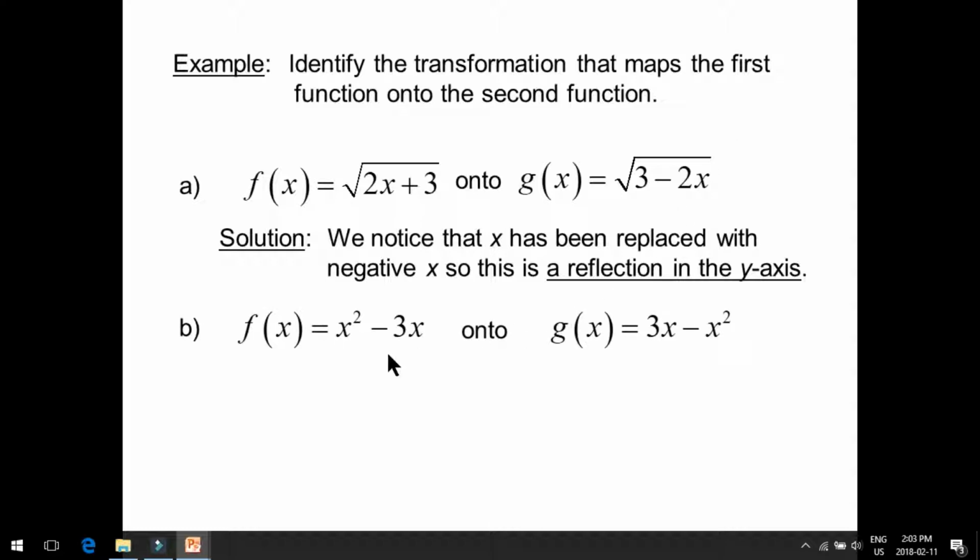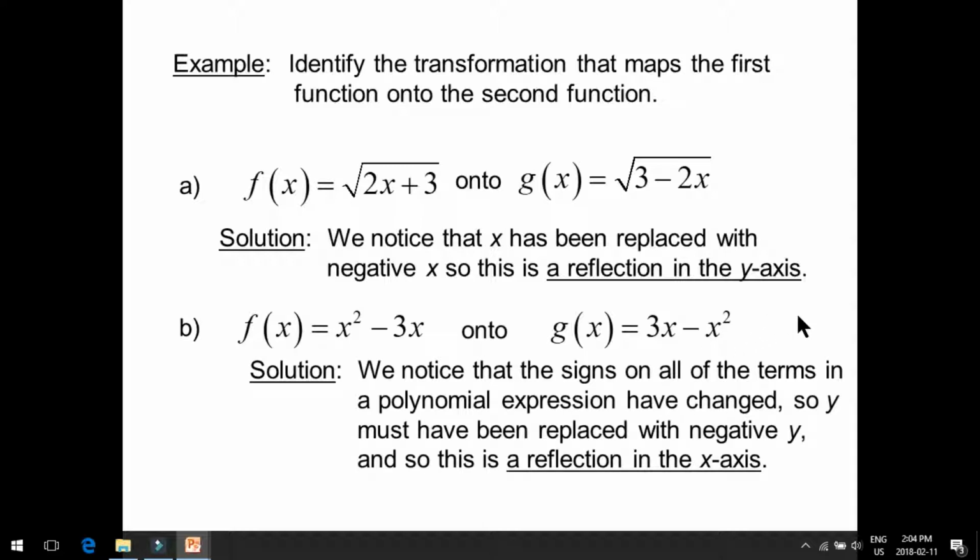Part B question. It's a polynomial onto g of x, which is a similar polynomial. Minus 3x has become positive 3x. x squared has become minus x squared. We notice that the signs on all of the terms in the polynomial expression have changed. So y must have been replaced with negative y. And so this is a reflection in the x-axis.